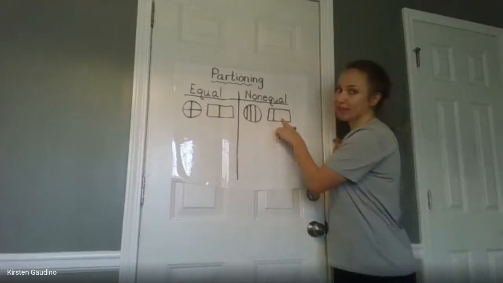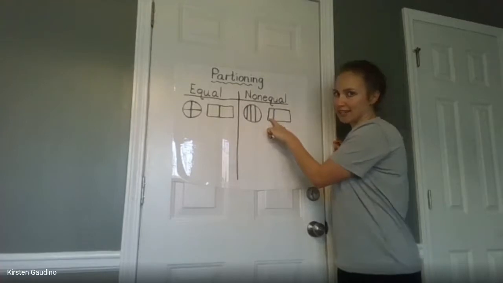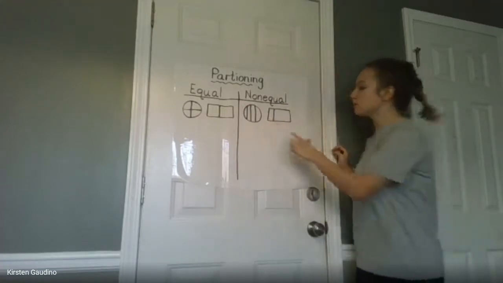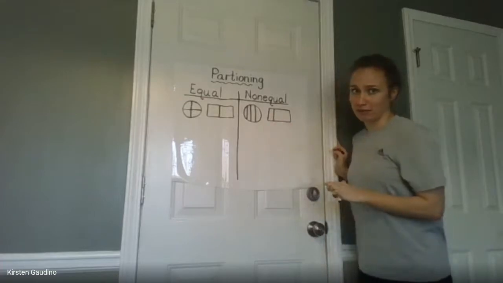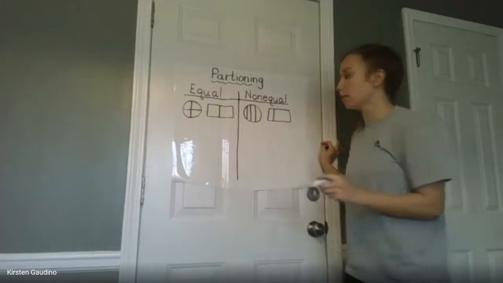So I might be really happy if I get this large piece, but my sister, who's going to get this small piece, that's not an equal division. So she's going to be a little bit upset with me about that. It's not fair. It's not equal. Let's do one more example.